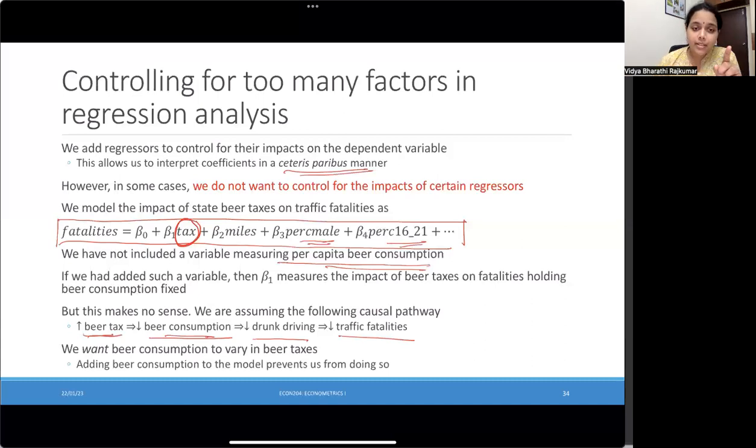Now, if I included beer consumption as another regressor, what's the ceteris paribus interpretation of that tax variable? Well, for a 1 unit change in tax, keeping all the other regressors, including consumption, constant, beta 1 tells me the reduction in fatalities. Well, can I increase tax and expect beer consumption to remain constant? No. And in that case, the ceteris paribus story doesn't hold anymore. For this reason, because consumption varies with taxes, we don't include that regressor in our model.